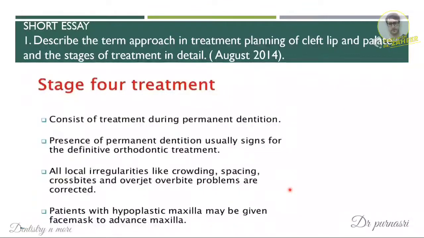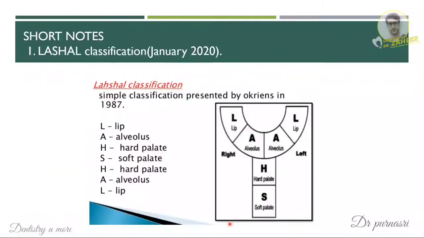Then stage 4, that is the permanent dentition treatment. There is definitive orthodontic treatment that is carried out, and then if there is any hypoplastic maxilla, a face mask can be given, and alternatively surgical options can also be discussed. Coming to the short notes that were asked, Lashal classification, this I have explained.